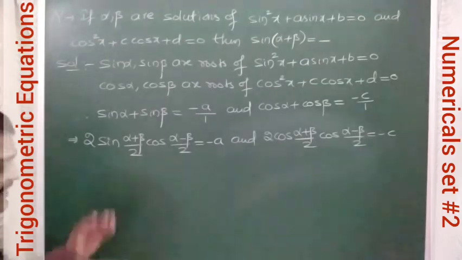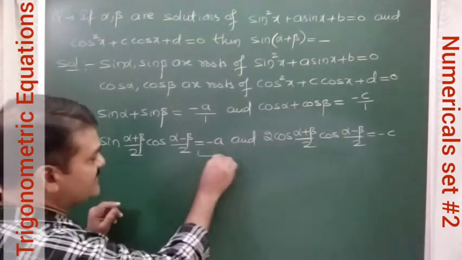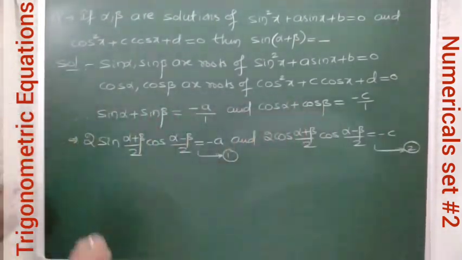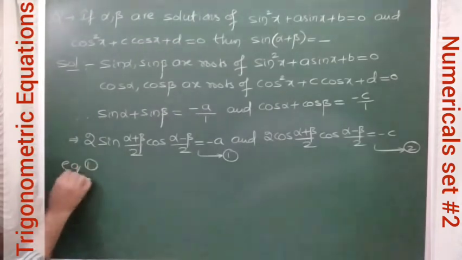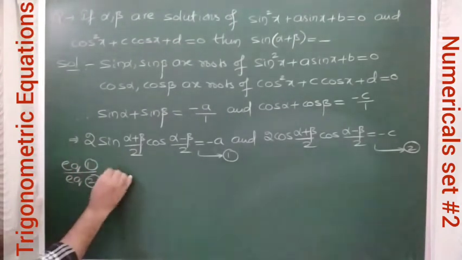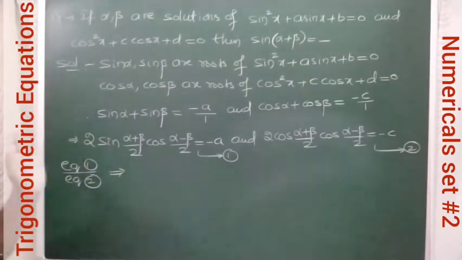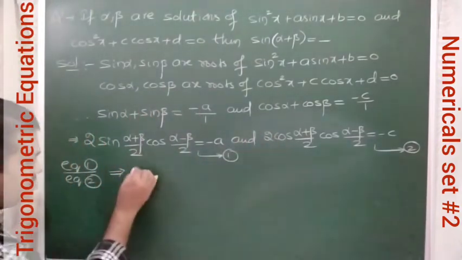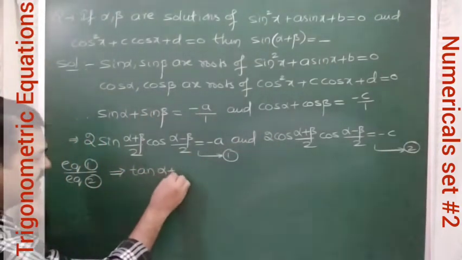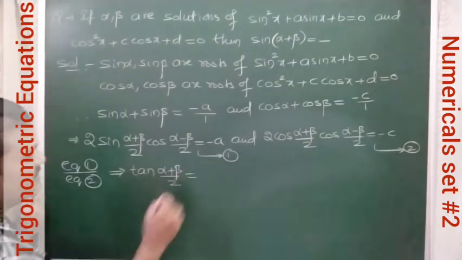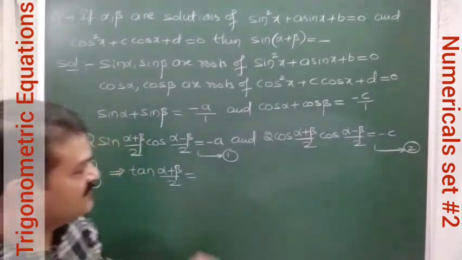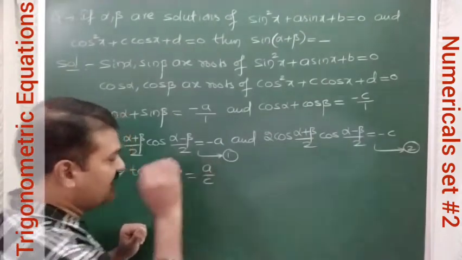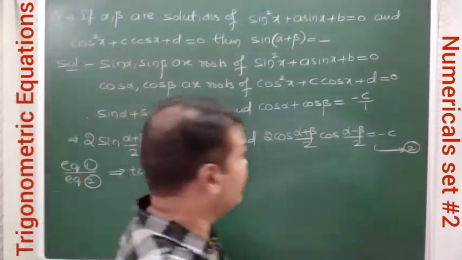Okay, now if we divide these two equations, let me take this as equation 1 and this as equation 2. What happens when we consider equation 1 divided by equation 2? Just observe carefully. 1 divided by 2, the 2 will be cancelled. Sin by cos, tan of (alpha plus beta) by 2. This term will be cancelled. RHS: minus A by minus C, that means A by C will come in RHS.